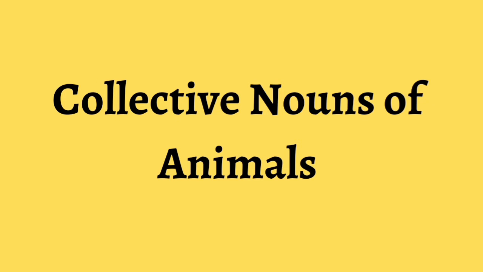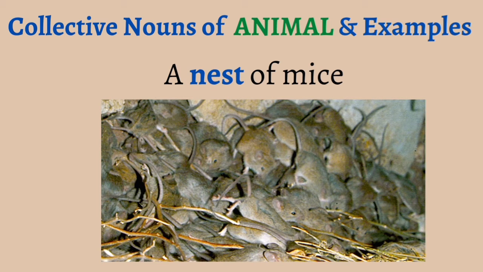So the first collective nouns that I'll be teaching you guys are collective nouns of animals. In this lesson, you're going to see collective nouns that are used to describe animals, okay? The first collective noun of animals, for example, is for rats. Instead of saying a lot of rats or a group of rats, you say a nest of rats. The collective noun to describe mice would also be a nest of mice, okay?